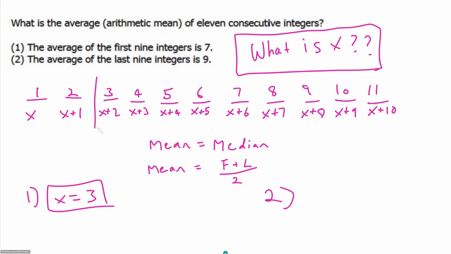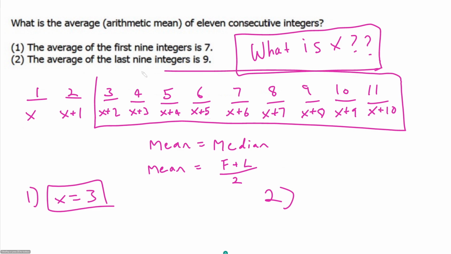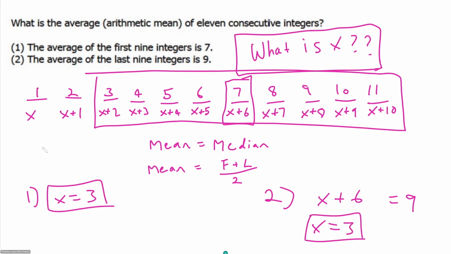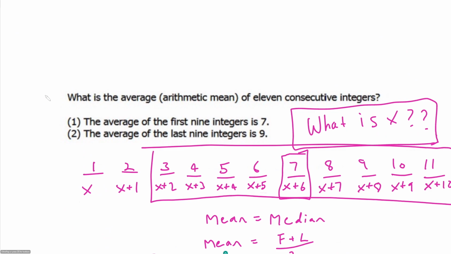And so here we're just dealing with our final 9 numbers. And we know the average here is equal to 9. So what is the mean? This is still a consecutive set. So x plus 6 is equal to 9, which once again gives us x is equal to 3. So each statement is sufficient. D is our answer.